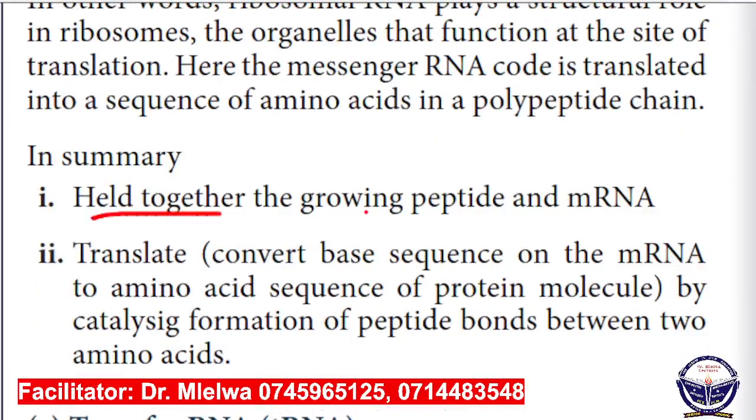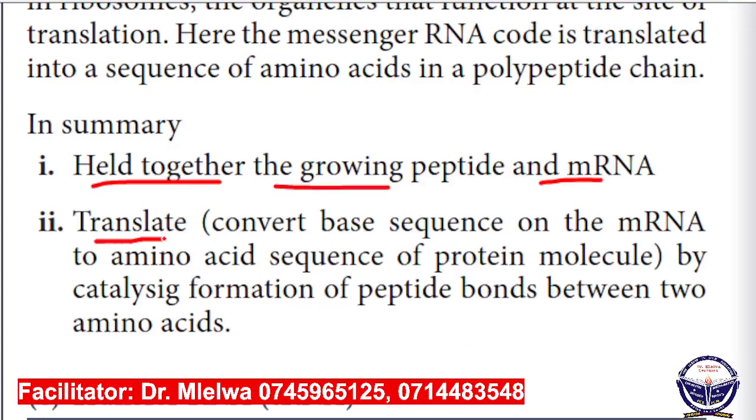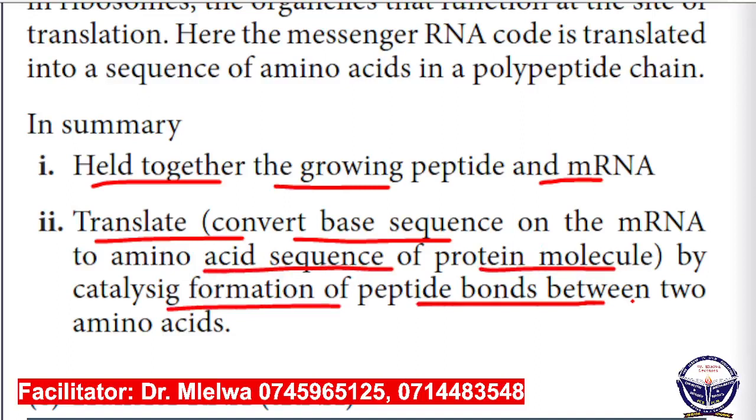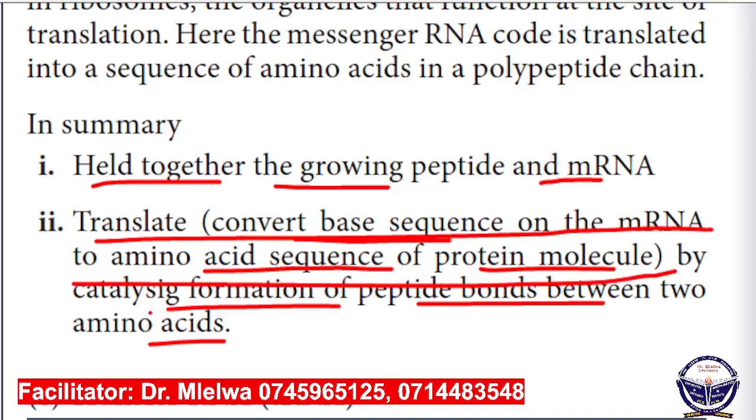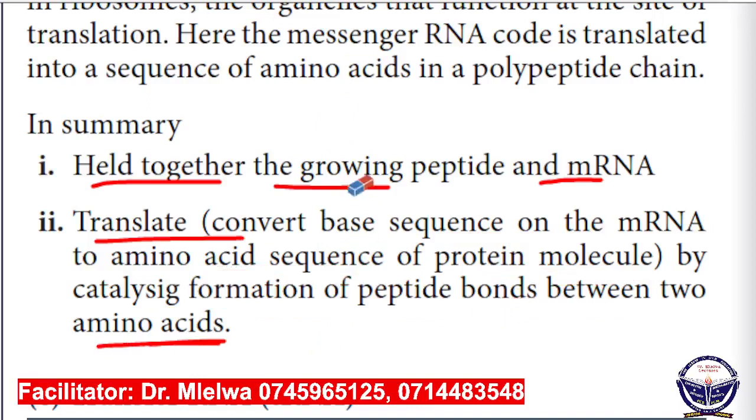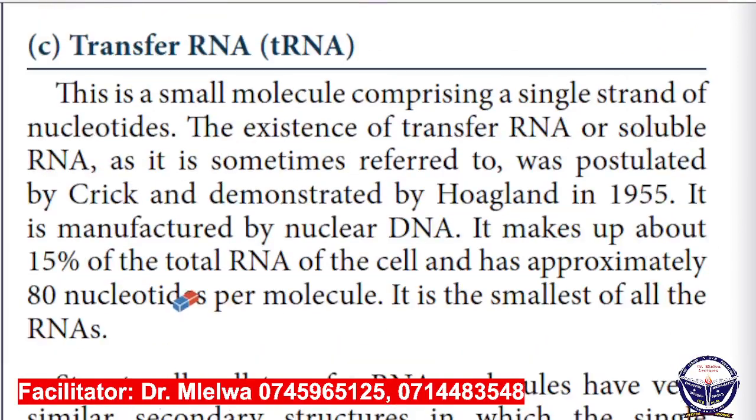So in summary, it holds together the growing polypeptide chain and the messenger RNA. Inashika, inavishikiria pamoja. Number 2, it converts base sequence of the messenger RNA to amino acid sequence of the protein molecule by catalyzing the formation of peptide bond between two amino acid. Kwa hiyo ina convert the base sequence of messenger RNA. Unaweza kusema it translates. Now let's move to the transfer RNA, which is our last category of RNA katika zile tatu, transfer RNA.